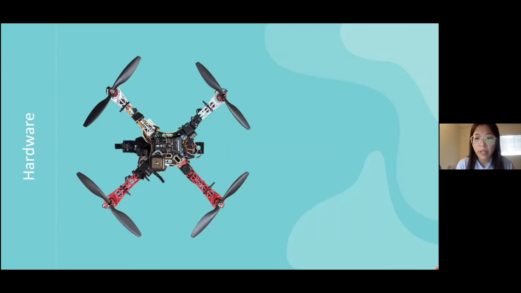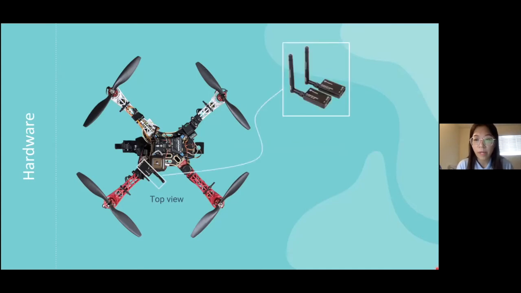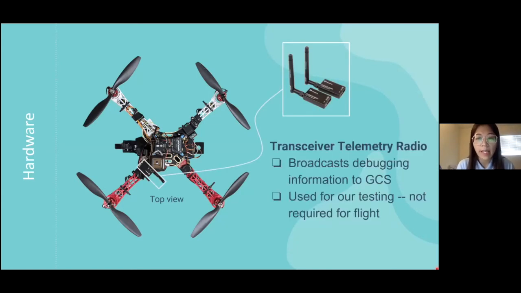The telemetry radio is mounted on one of the 4 branches for balancing. It is used for broadcasting information and displaying it in the ground control station during our flying experiments, and we can take this part off in the real flight.